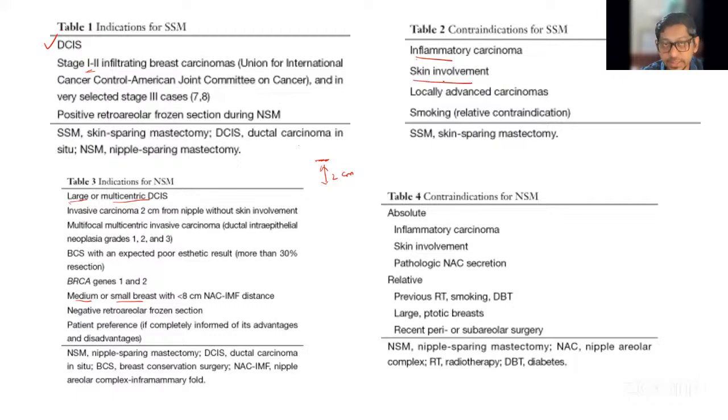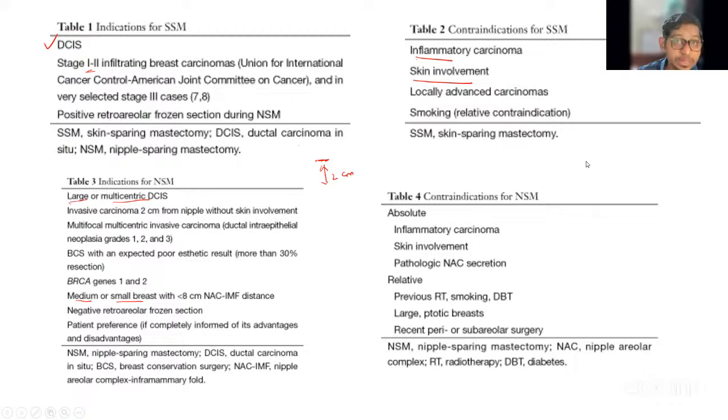T4B disease involvement of the skin again is a contraindication for skin sparing mastectomy, because you are leaving behind the skin envelope and there is a higher risk of recurrence in those patients. Locally advanced carcinomas, not only T4B, also heavy nodal burden, relatively contraindicated. Smoking is also a relative contraindication. Again, that is because the quality of the skin envelope that we are going to preserve will not be good in patients who are chronic smokers.